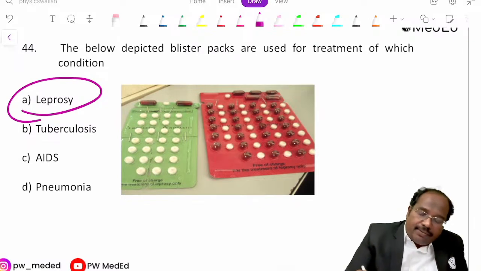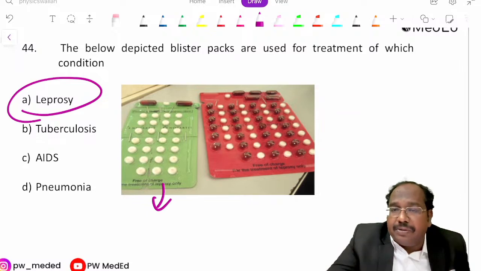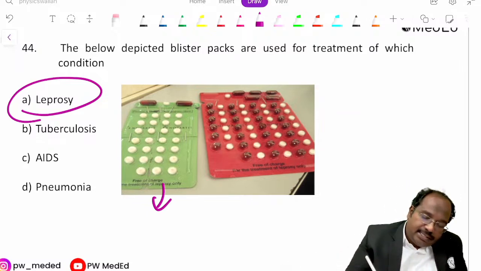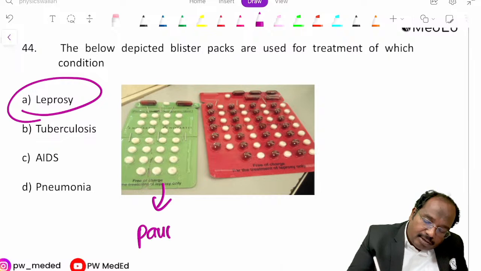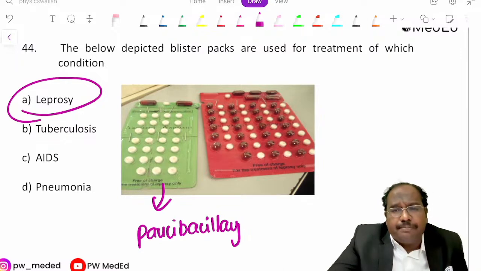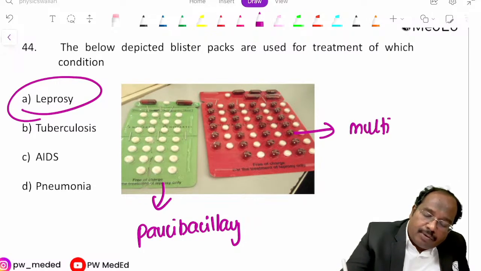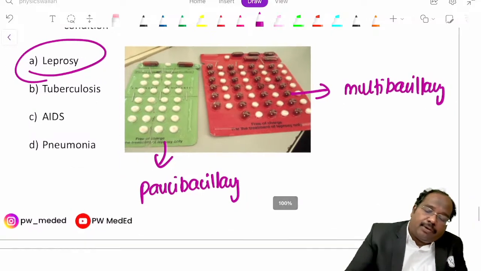Now we have two types of leprosy, which we diagnose clinically. One is paucibacillary, and the other is multibacillary leprosy. This is under our National Leprosy Elimination Program.